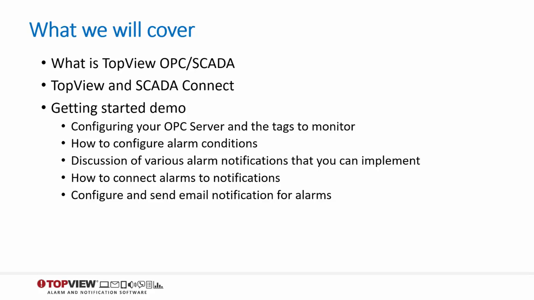The demo of TopView will then include configuring your OPC server and the tags you want to monitor, configuring the alarm conditions for the monitored tags. Alarm conditions allow specific values of a tag to trigger an alarm in TopView. We'll then discuss the various alarm notifications supported by TopView and show you how to connect TopView alarms to notifications. We'll finish by configuring email notification and sending email notification for TopView alarms.